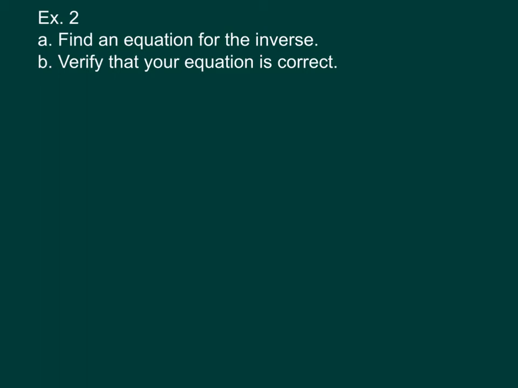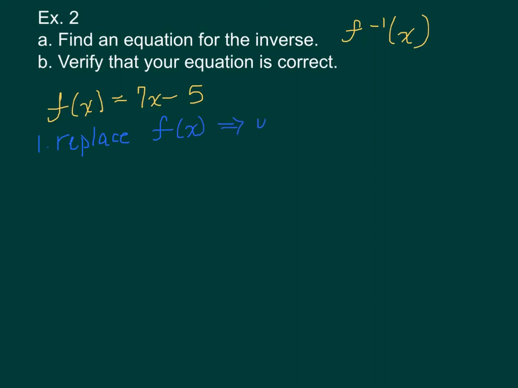Okay, example 2. A, we're going to find an equation for the inverse. And remember, this is the symbol. That means inverse of f. And B, we're going to verify that the equation is correct. Okay, so when you're finding the inverse, there are steps that you have to do. So first, let me give us a function. Okay, step 1 is to replace f of x with a y. Because remember, inverse means that the x and y have to switch. So in order for them to switch, we need a y and an x. So I'm going to do that first.